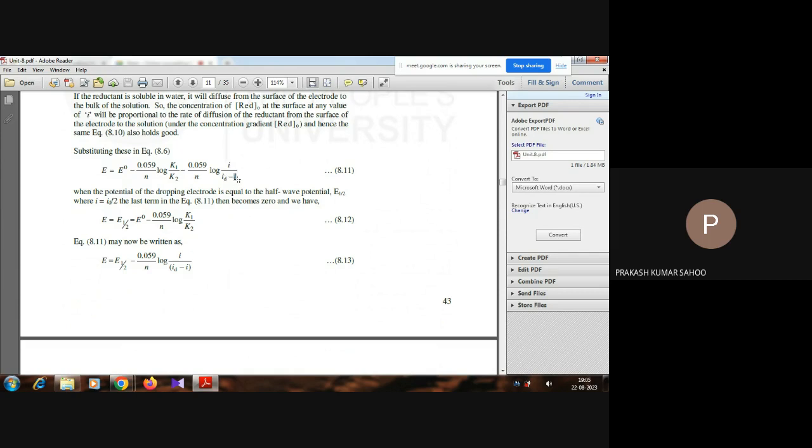So ID minus ID by 2 is ID by 2. So this becomes log 1, and log 1 becomes 0. That is, this part, 0.0591 by n log I by (ID minus I), gets cancelled. This is a boundary condition we have applied for the half-wave potential condition: I becomes ID by 2. So we have E equals E0 minus 0.0591 by n log K1 by K2.